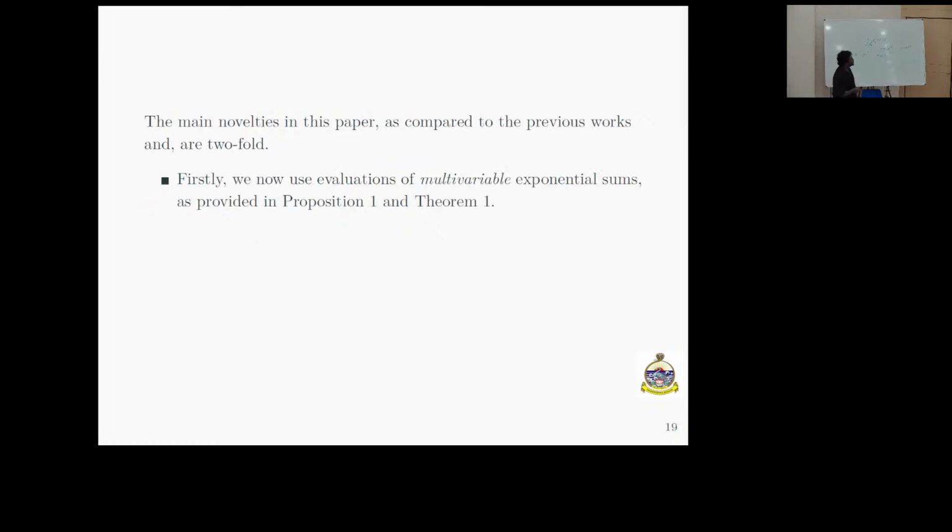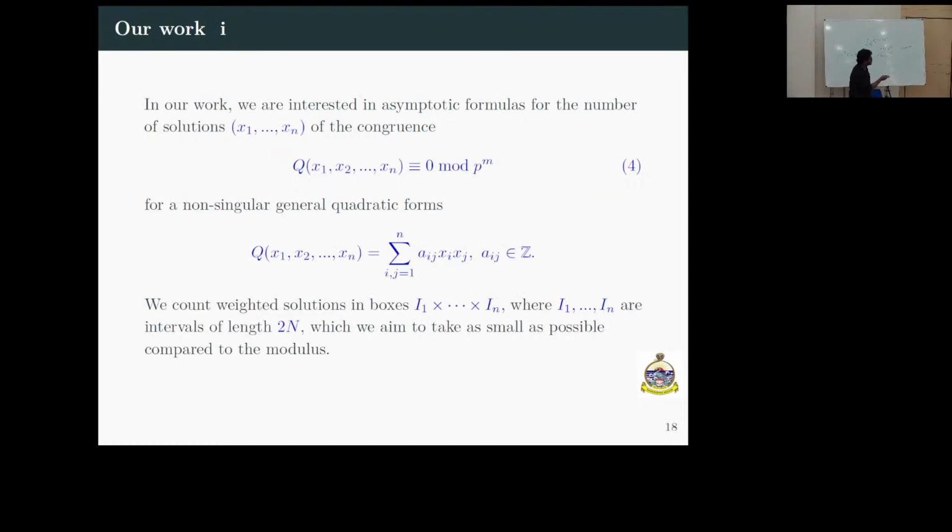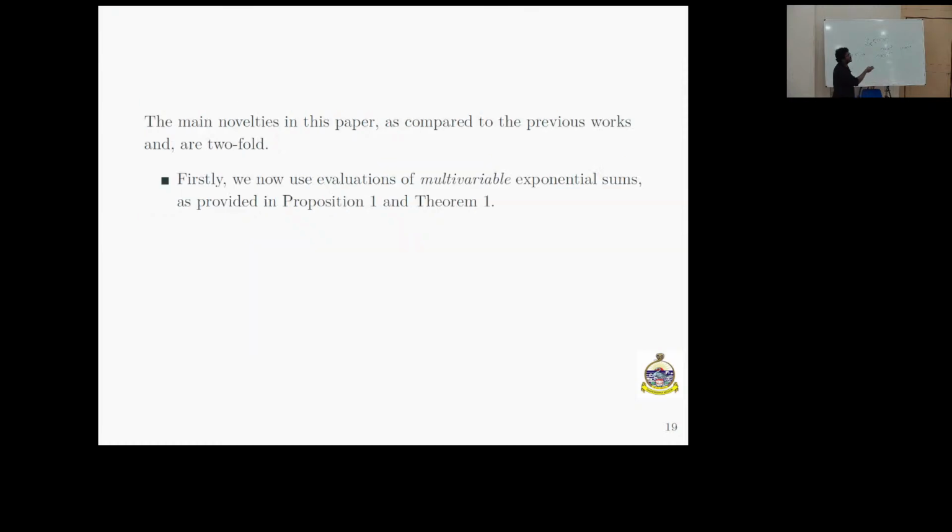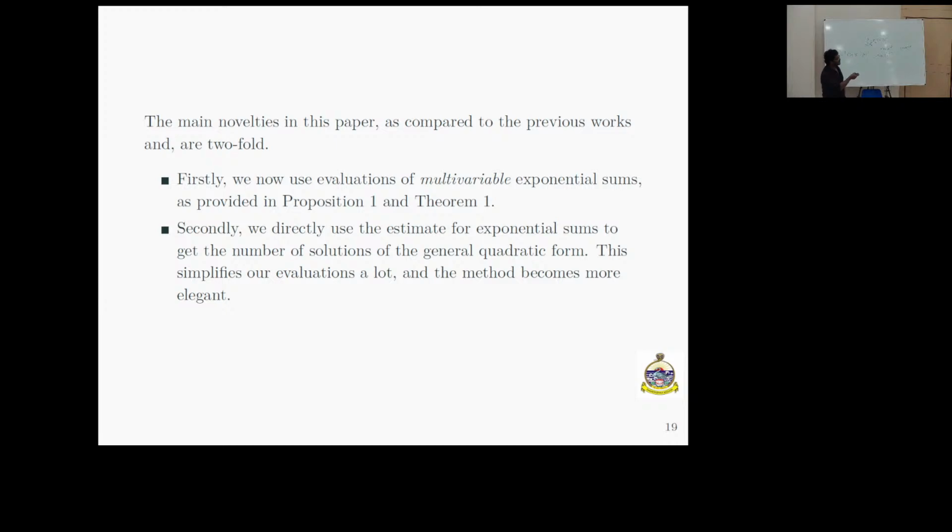Okay. So before giving the main result, why is this work important? First, we developed this multivariable exponential sum, which is quite new to the literature. Those evaluations never existed, and then we are able to use that bound to find the number of solutions for general quadratic congruences, and this actually makes this method more elegant and quite simple.